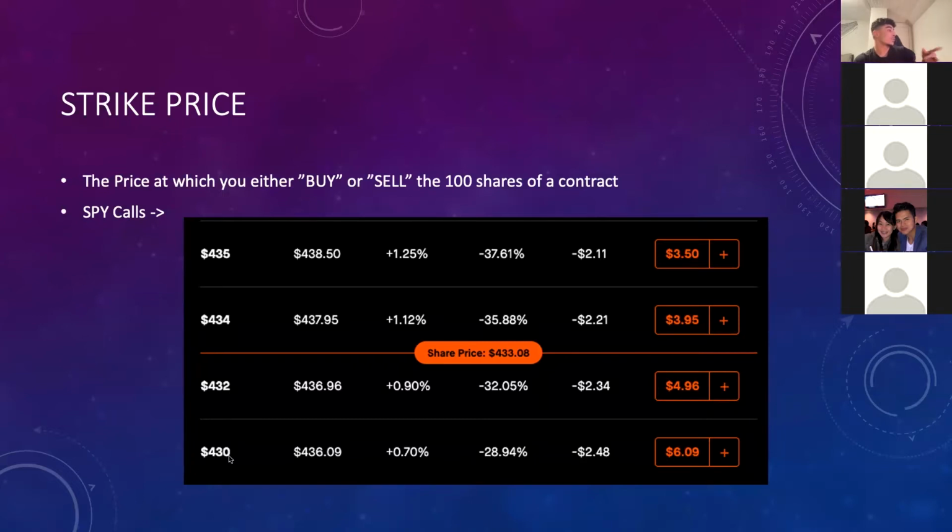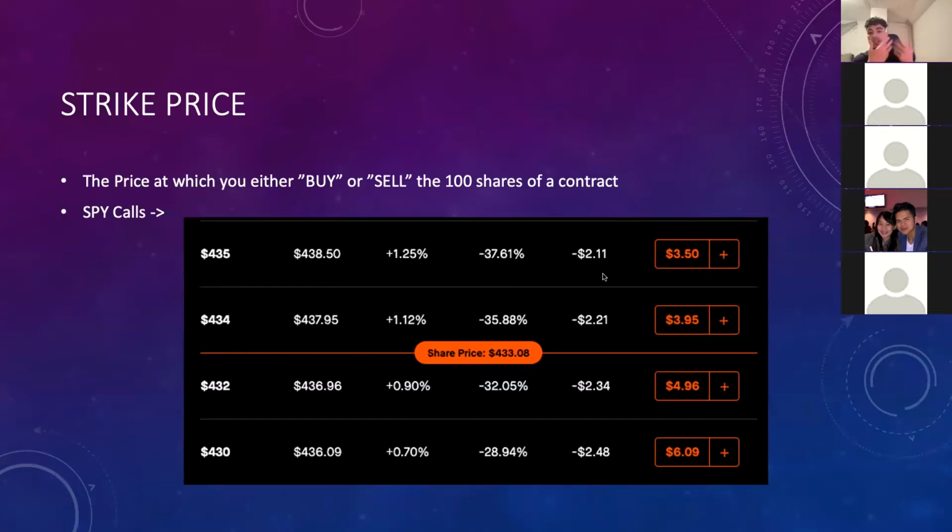Now, let's say you were to look at this 430 call. If you were to buy 100 shares of SPY at $430, you're saving $3 per share. As a result, you're paying significantly more for that contract, which in this case would be $600 versus $395 for the 434. So that's just a rough way of understanding how strike prices work.